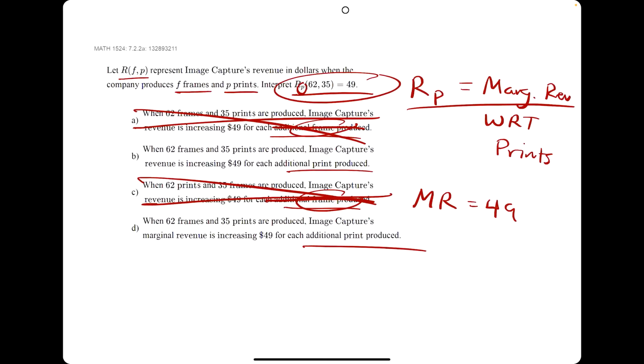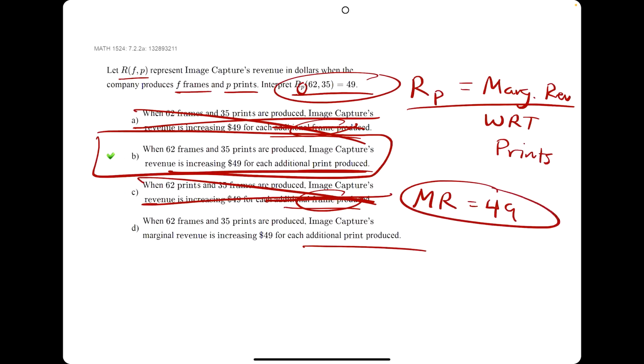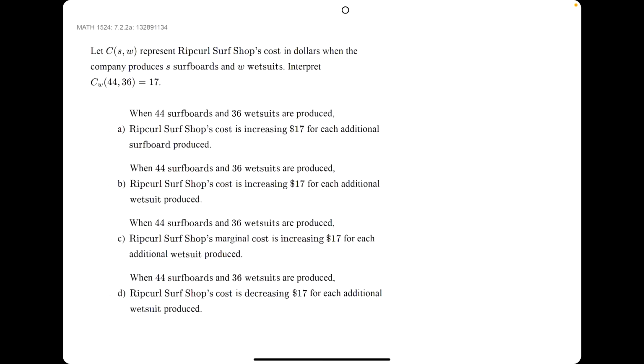And keep in mind what marginal revenue means. It means the revenue will go up by 49 if you produce one more quantity. In this case, we're talking quantity of prints. So the revenue will increase by 49 for each additional print produced. And that is option B. To address choice D, keep in mind the marginal revenue is 49, but the marginal revenue is not increasing by 49. So yeah.